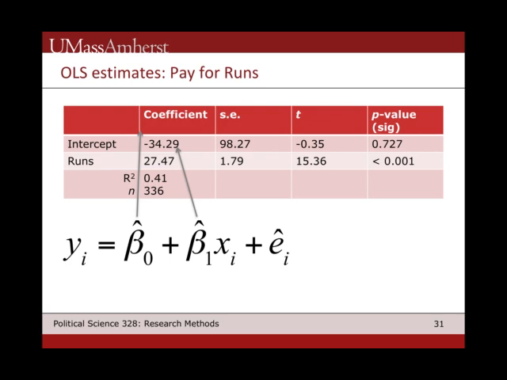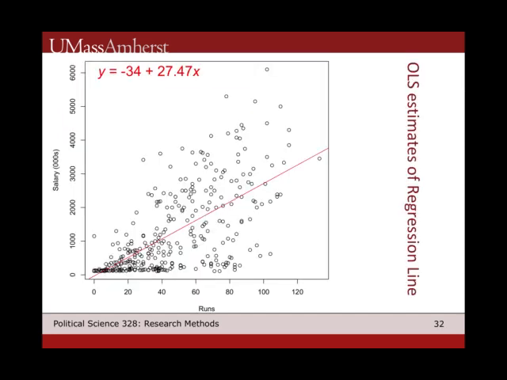Interestingly, the intercept we can see from our p-value is not significantly different than 0. So it could just be the true intercept is 0, even though we got a slight negative number. The relationship, though, between runs and salary is clearly significant. Our t is 15.3, which means it's 15.3 standard errors away from 0, and our p-value is very, very low. So this is how we're estimating things.